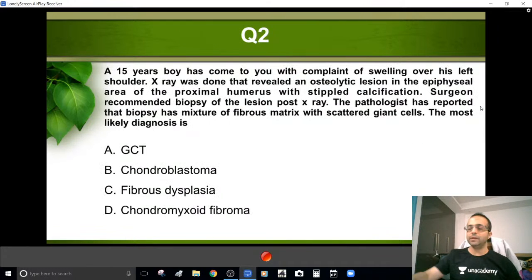All right, another very nice question. So have a look at this question now. A 15 years boy comes to you with the complaint of swelling over his left shoulder. Perfect.